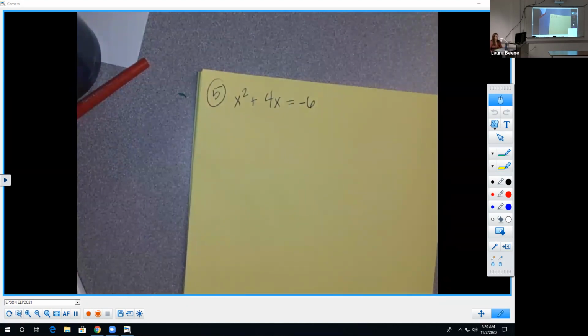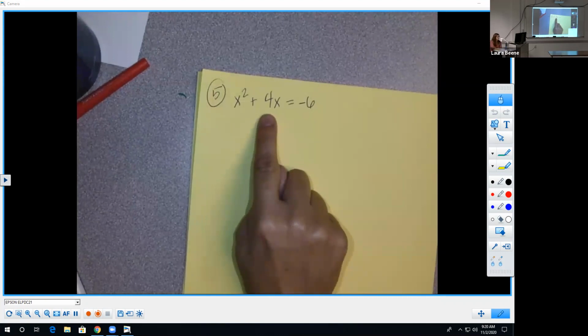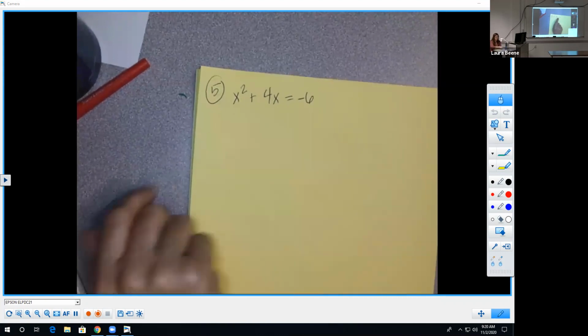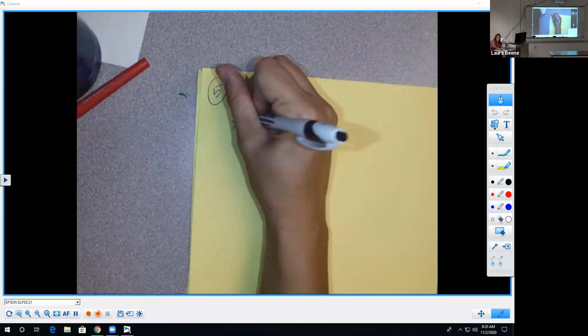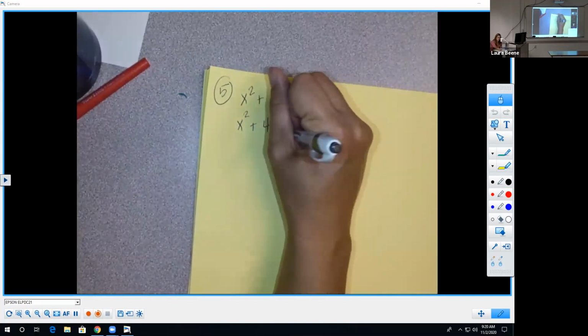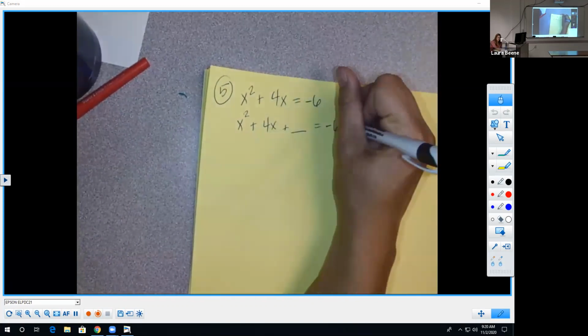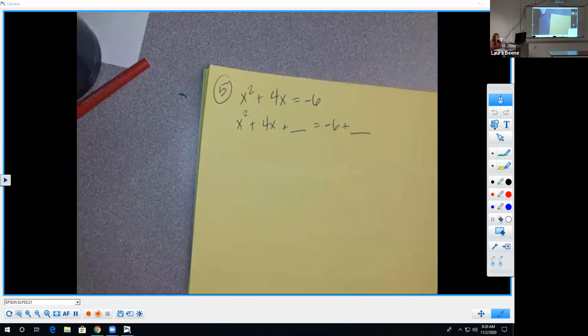Okay, for this one, do I need to move the thing out of the way so I can put my blank in? No, it's already moved out of the way. I have x squared plus 4x equals. Okay, so just make a space for your blank. X squared plus 4x plus blank equals -6 plus blank. Take a second and fill in the blank on your own.